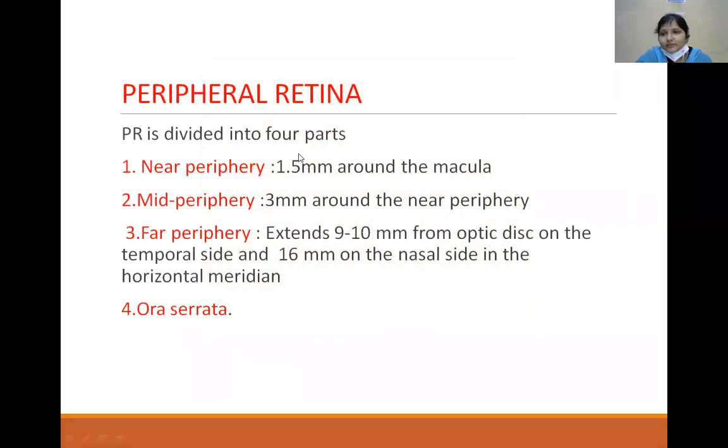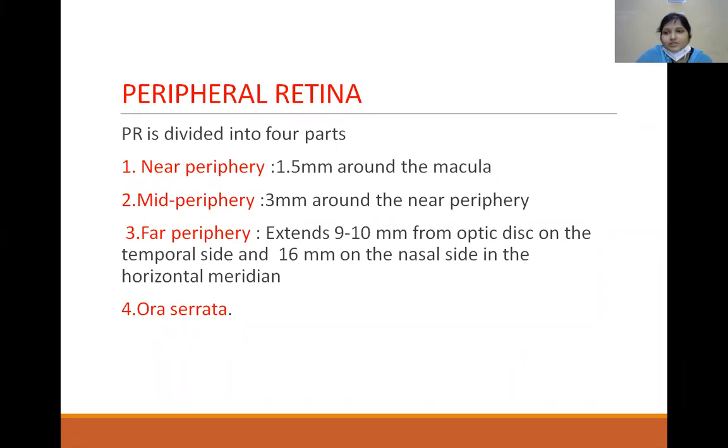Next, coming to peripheral retina. I already mentioned retina is divided into posterior pole and peripheral retina by the equator. In the posterior pole we have the macula and optic disc. Now the peripheral retina is categorized into 4 parts: near periphery, mid periphery, far periphery, and ora serrata.